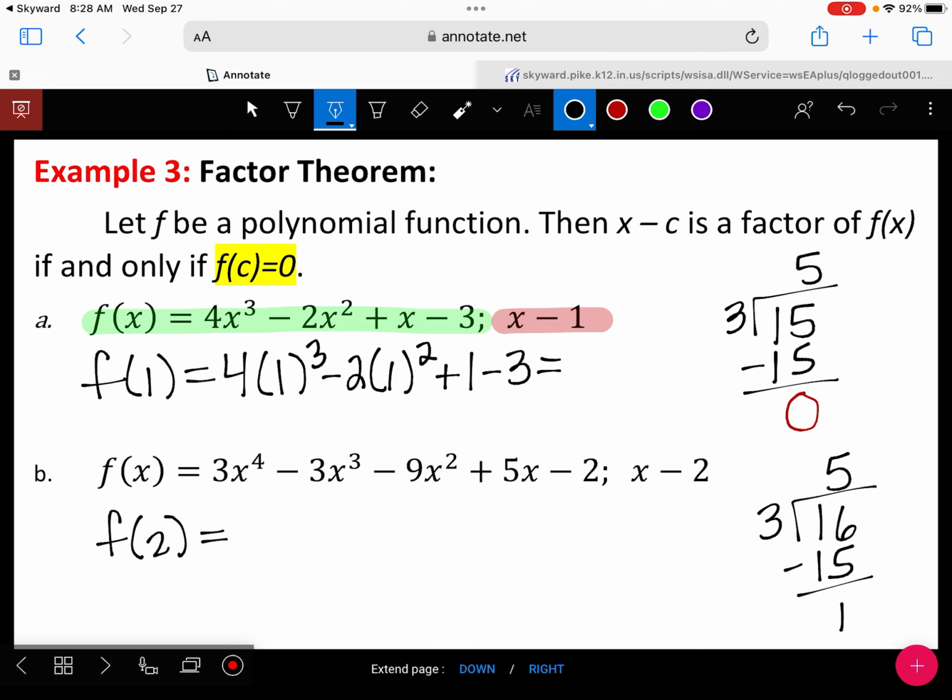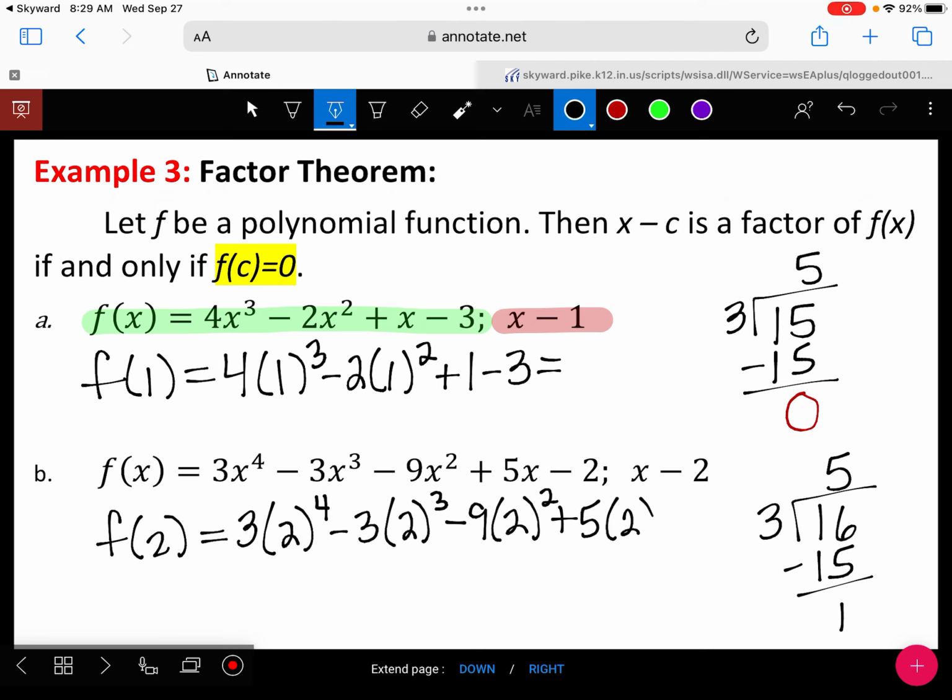So go ahead and do parts A and B, and see what you get.